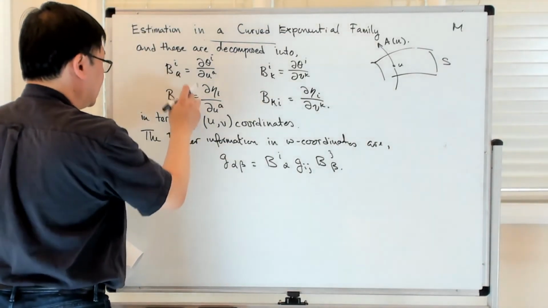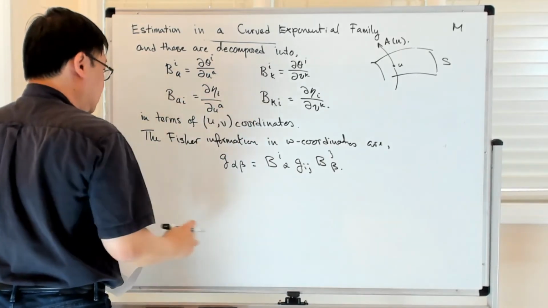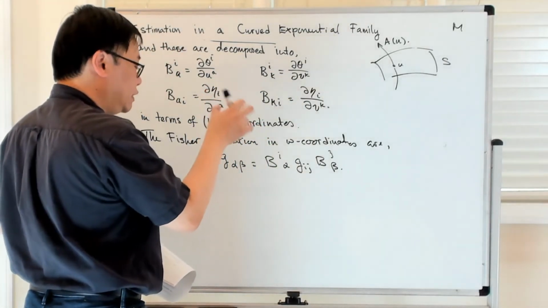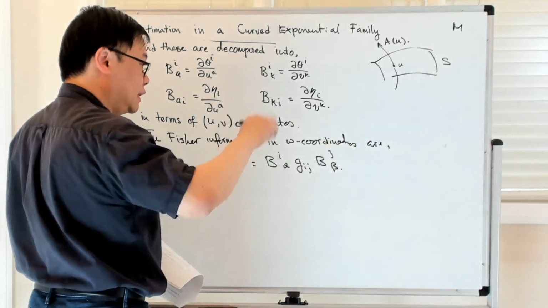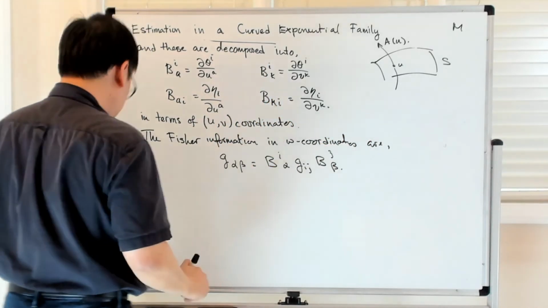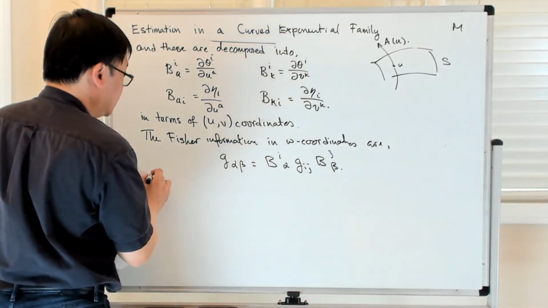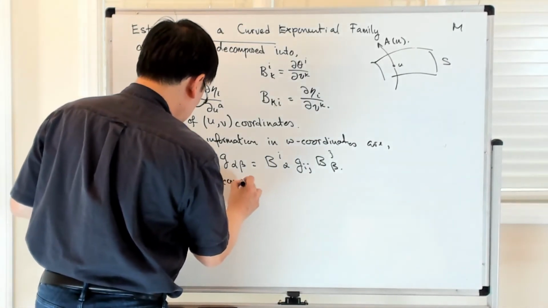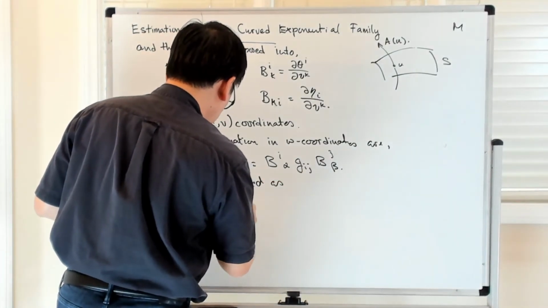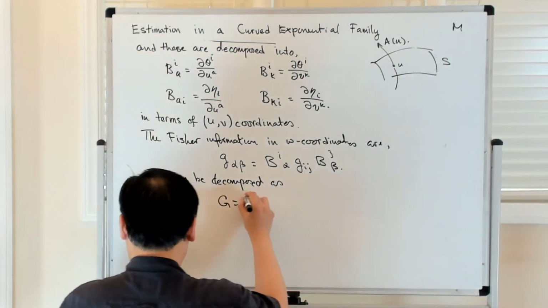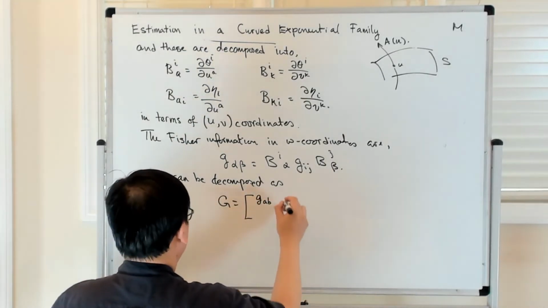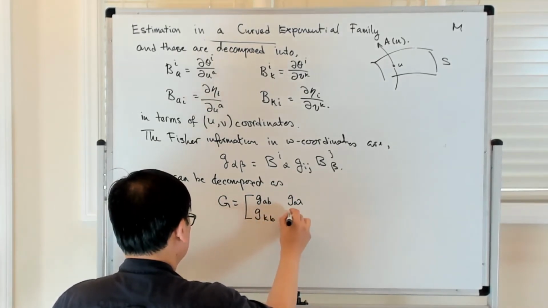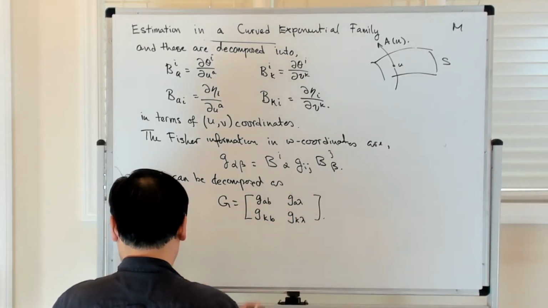And I can decompose it the same way I've decomposed the Jacobians. I can now partition this metric into the part associated with the U coordinates, the part associated with the V coordinates, and the off-diagonal mixed blocks. So g can be decomposed as g_AB, g_A lambda, g_kappa B, and g_kappa lambda.